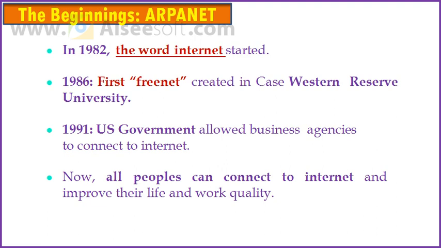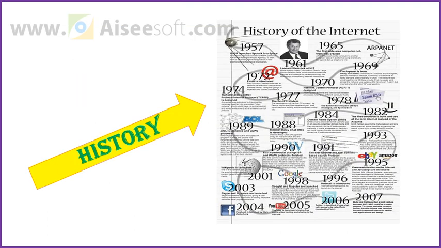In 1982, the word Internet started. In 1986, the first freenet was created at Case Western Reserve University. In 1991, the US government allowed business agencies to connect to the Internet. Now, all people can connect to the Internet and improve their life and work quality. History of the Internet.